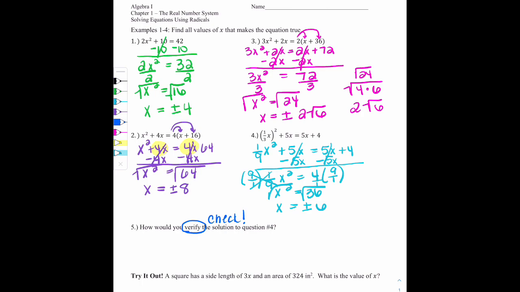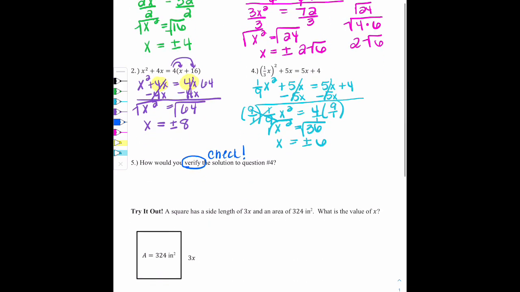So we'll try to fit it in this space here. We would take 1/3 x squared plus 5x equals 5x plus 4. You're always going to write the original. Your next step is to substitute in. So you just have to make sure here, and we'll just make quick little notes. You need to plug in 6, and you would need to do a check for -6.